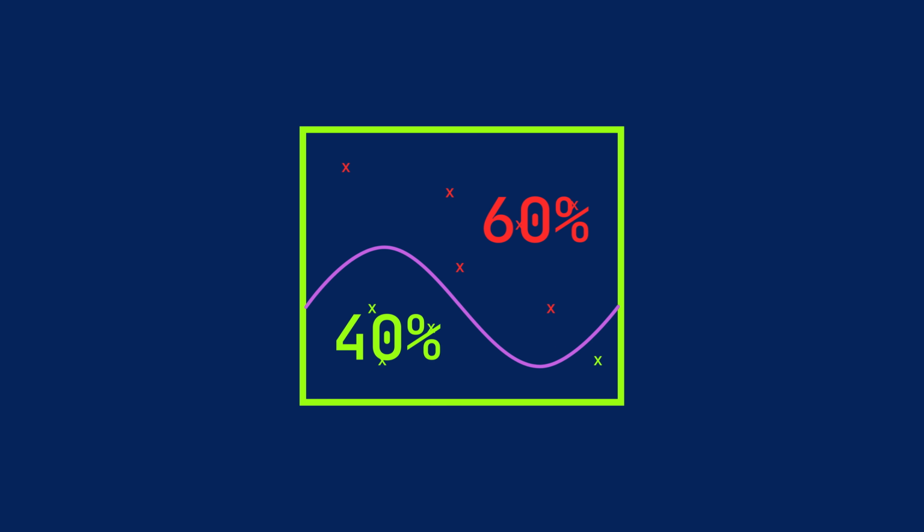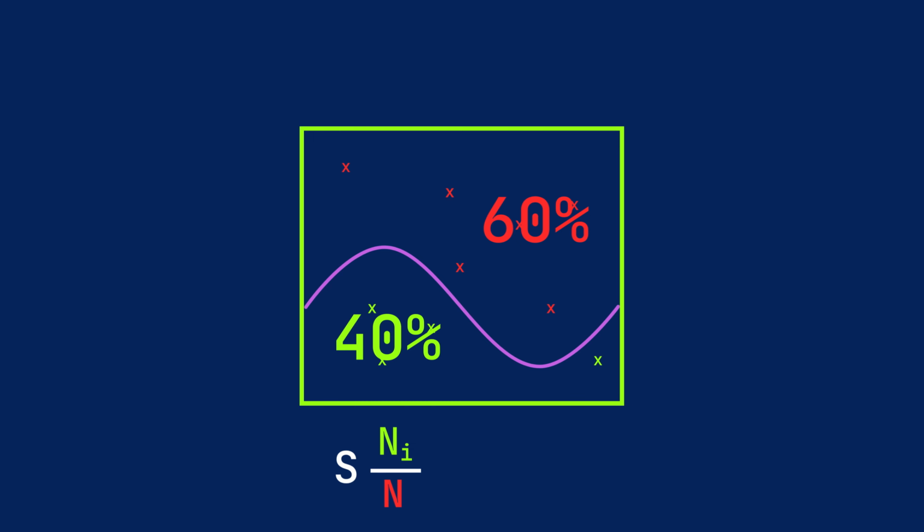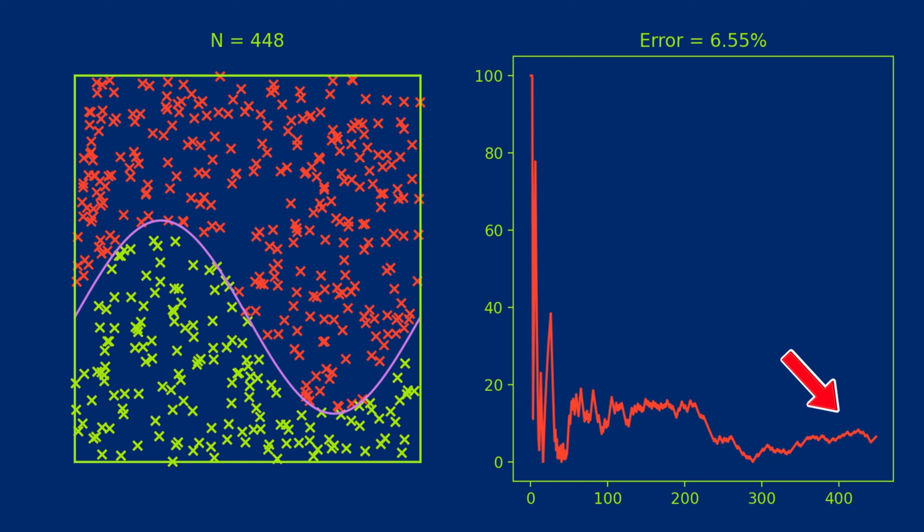So we can divide those numbers and get 40% chance of our point landing under the curve. And basically what it means is that 40% of the whole rectangle is under our curve. And now we can take this ratio and multiply by the area of the rectangle to get our integral. And of course, by increasing the sample count, we drastically reduce the error.